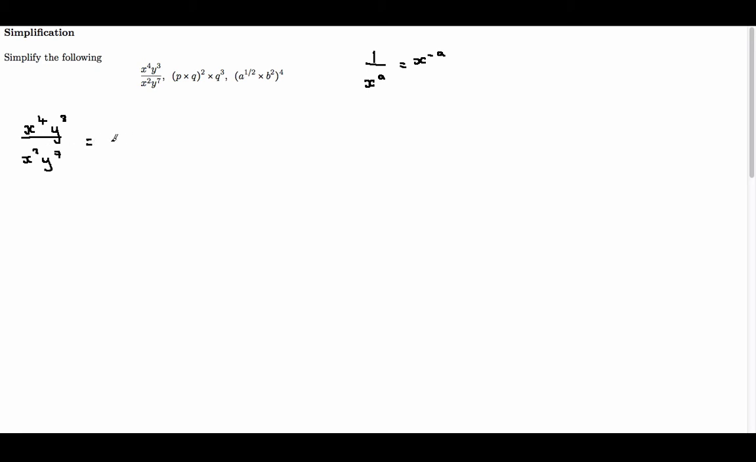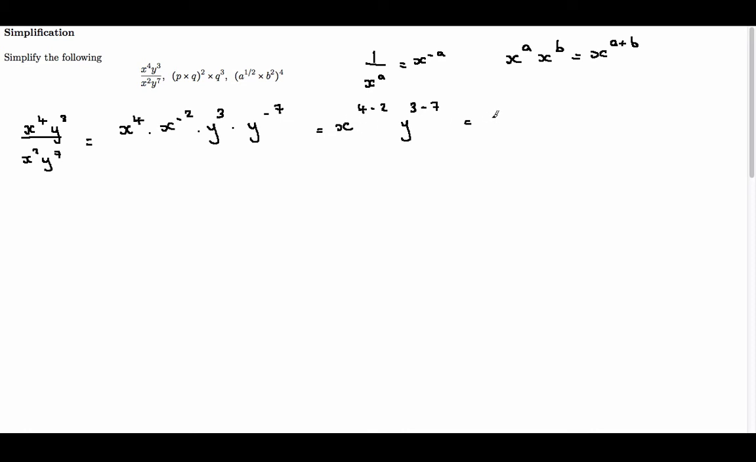So this expression will simply become x to the 4 multiplied by x to the minus 2 multiplied by y cubed multiplied by y to the minus 7. Then we will recall how we combine indices. So when we have x to the a times x to the b, we get x to the power of a plus b. So we can now combine these to get x to the 4 times x to the minus 2 is x to the 4 minus 2, and y cubed times y to the minus 7 is y to the power of 3 minus 7.